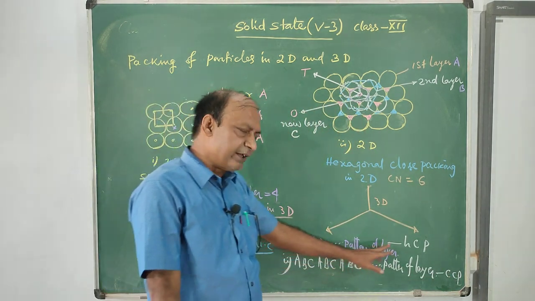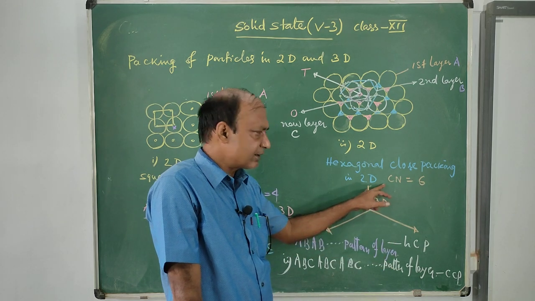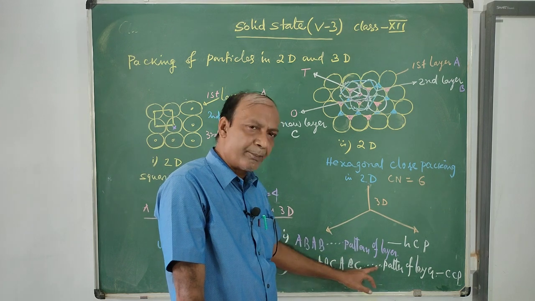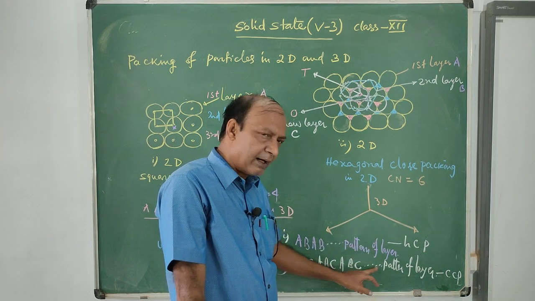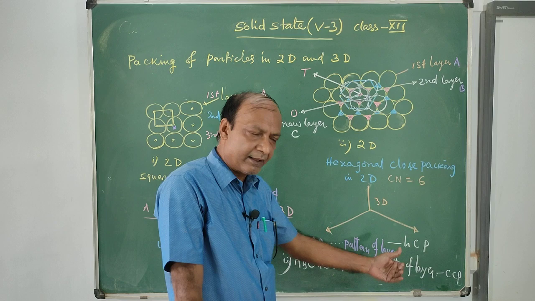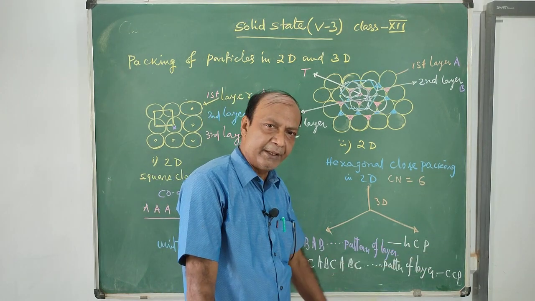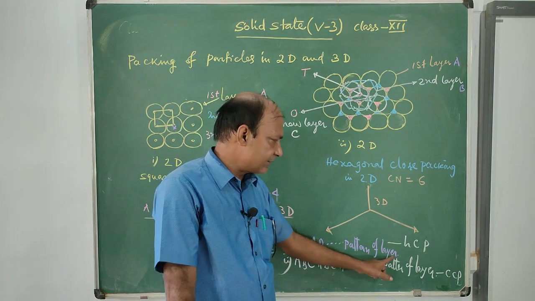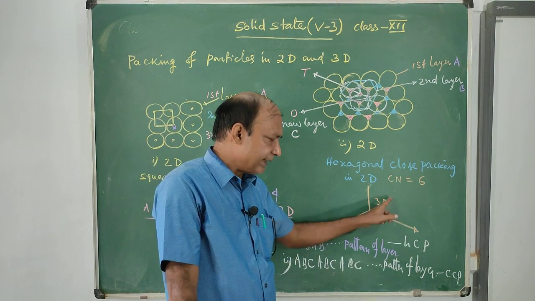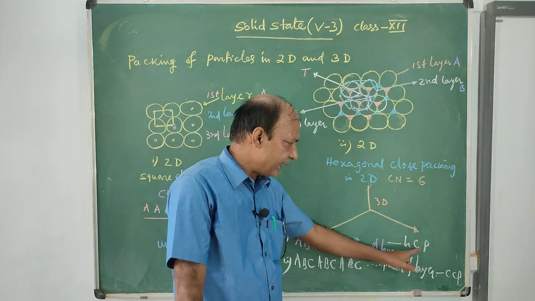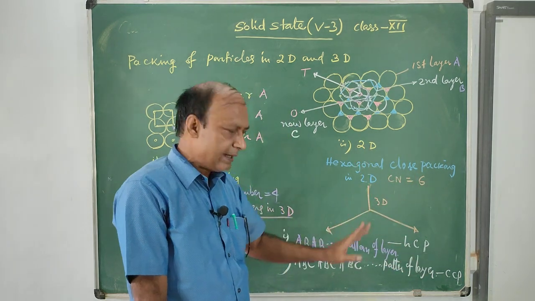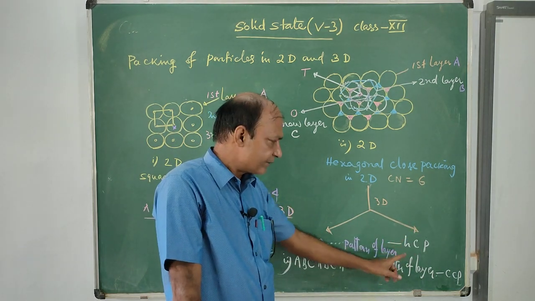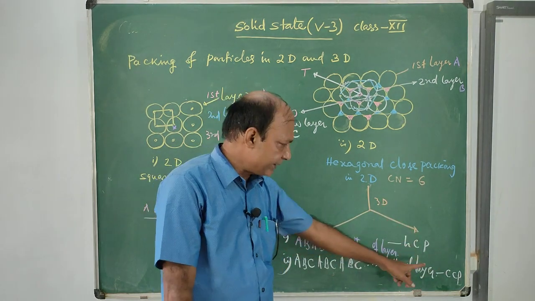Now this much is clear that whenever we construct the hexagonal closed packing from 2 dimension to 3 dimension, 2 different types of packings are found. They are HCP and CCP. They can be defined as: the AB pattern of arrangement of layers in 3 dimension is called hexagonal closed packing in 3 dimension, and the ABC pattern of arrangement of layers in 3 dimension is called cubic closed packing.